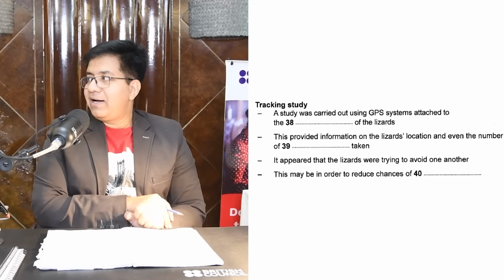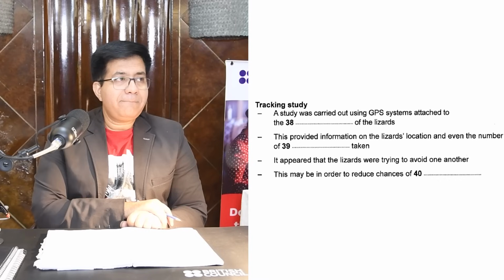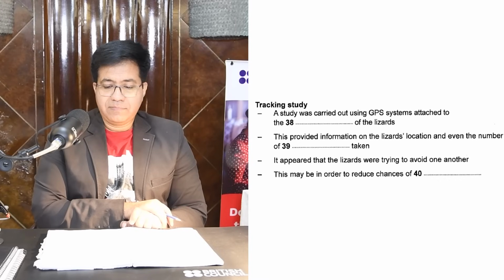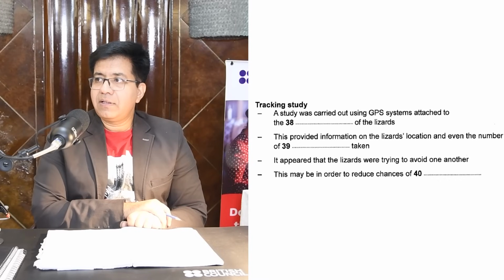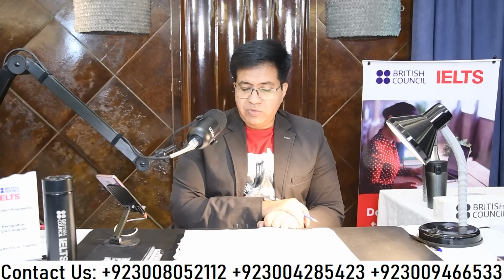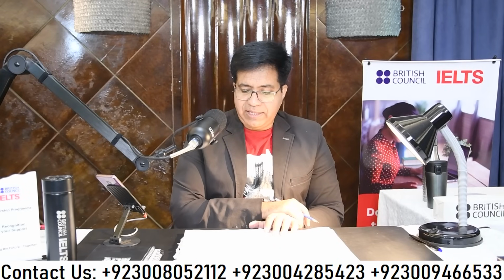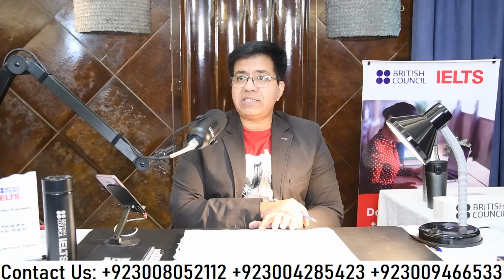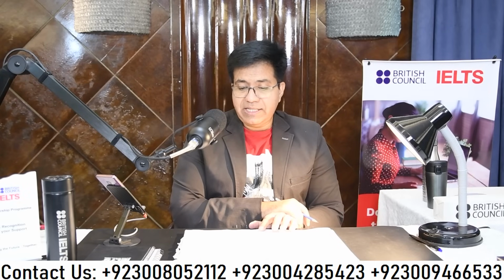One surprising thing we discovered from this is that there were far fewer meetings between lizards than we expected. It seems that they were actually trying to avoid one another. So why would that be? Well, again, we have no clear evidence, but one hypothesis is that male lizards can cause quite serious injuries to one another. So maybe this avoidance is a way of preventing this. Okay, male lizards can cause serious injuries to one another. So this avoidance is to prevent it. So this may be in order to reduce chances of injuries. That's right. Good.